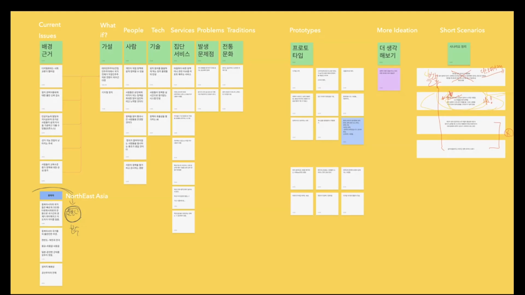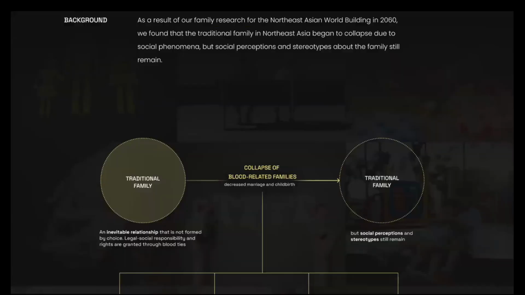So, questions about how the family structures will be, and what kind of challenges they will have. They went through a rigorous process of asking, what if certain things happen, and how would the people react, and what kind of technology, what kind of services, and what kind of problems they will have. These inquiries were very rooted in local issues.